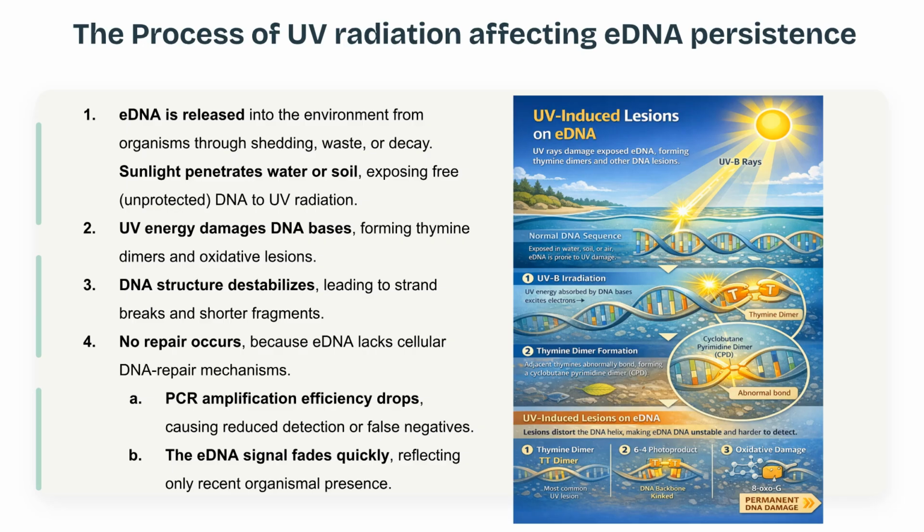UV radiation significantly affects eDNA persistence. Sunlight exposes free DNA, damaging bases and forming lesions like thymine dimers. Since eDNA lacks repair mechanisms, the structure destabilizes, leading to strand breaks and a rapid fading of the eDNA signal.